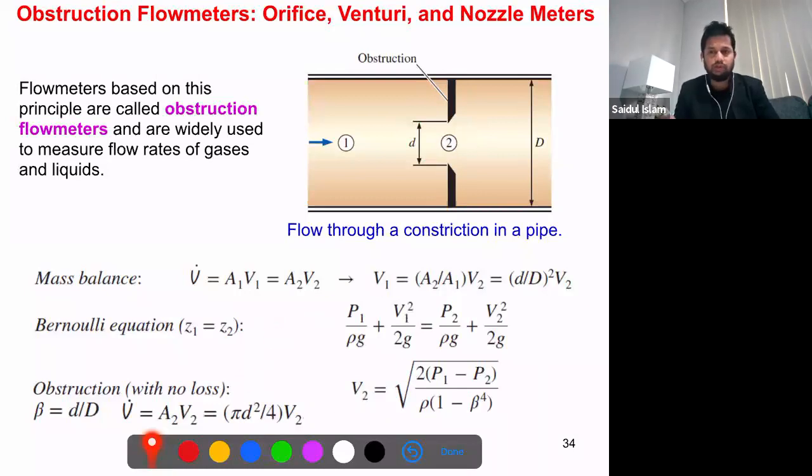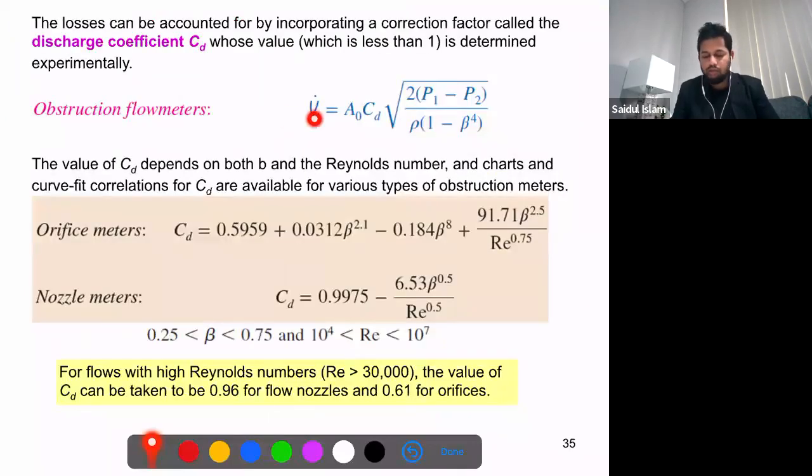So here are some formulas. We do not need them. And for the obstruction flow meter, this is the volume flow rate formula. Here you can see one term is CD, and this is how we can get that CD. It depends; in a more complicated problem in real life, sometimes you may need it. So that's what I'm showing you.